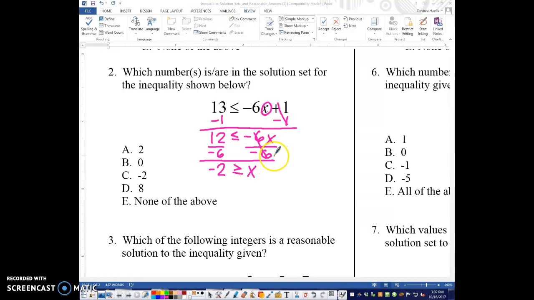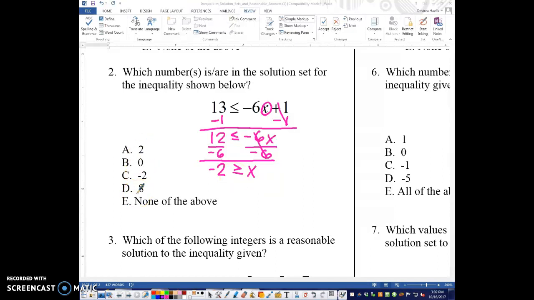Anytime you divide by a negative with inequalities, the sign flips. That is very important. Okay, write it down if you need to. Anytime you divide by a negative with inequalities, the sign flips. So now, we want to know which one of these are the right answers.